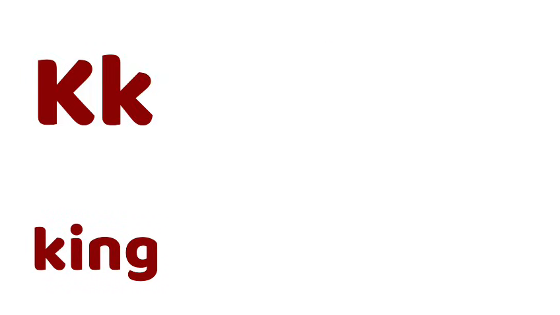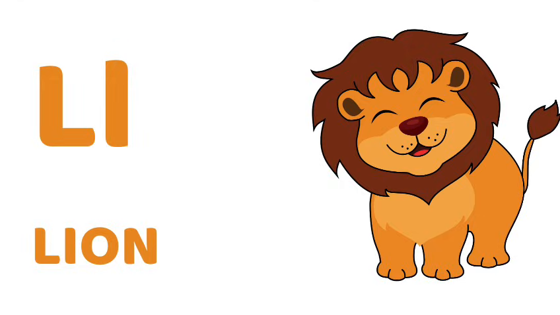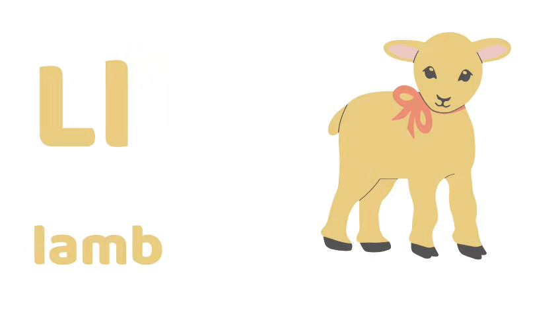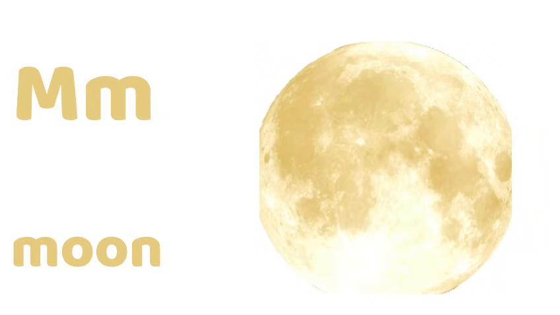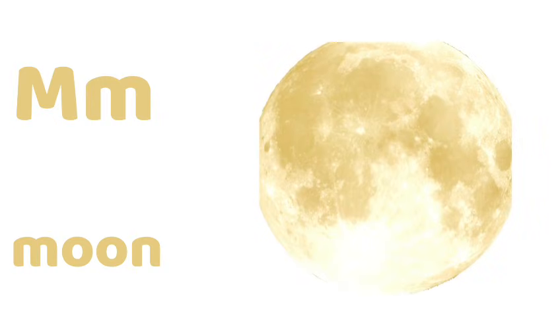L is for lion. Lion. And L is for lamb. Lamb. M is for monkey. Monkey. M is for moon. Moon.